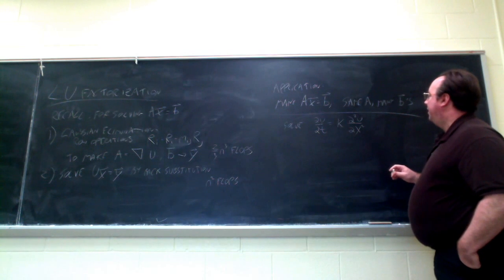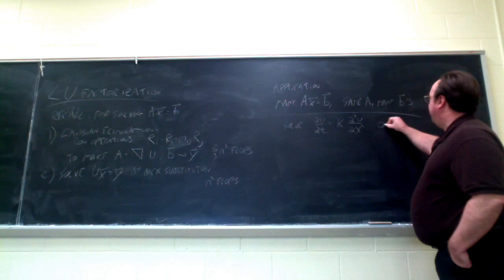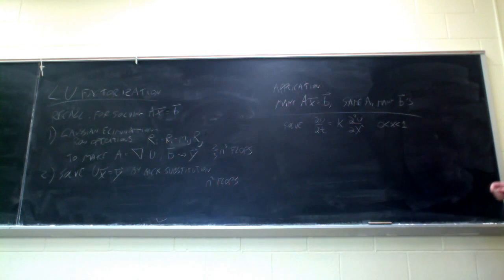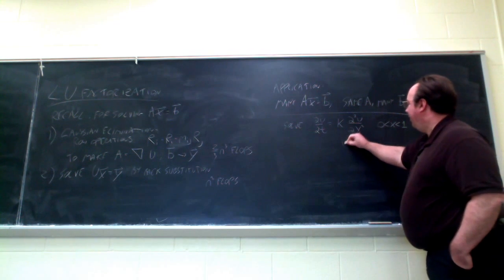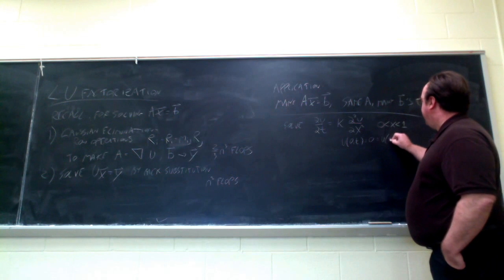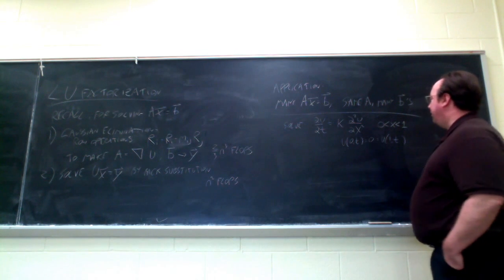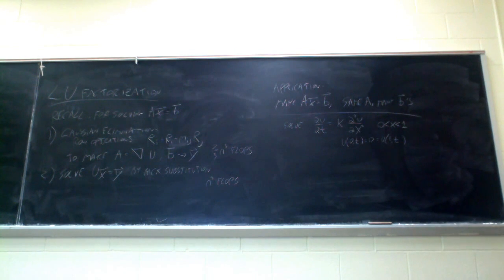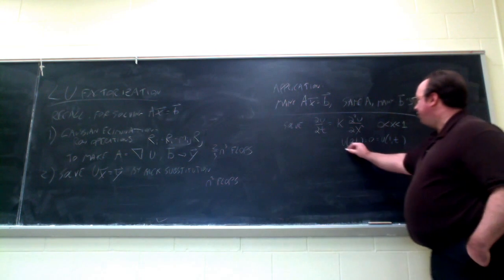Now, I suppose we're doing this on some interval. I'll just make one up, x between 0 and 1. And I'll throw in some boundary conditions. These are called Dirichlet boundary conditions. I'm specifying the value of the solution at the boundary points, and I'm going to say it's 0. And then initial condition.